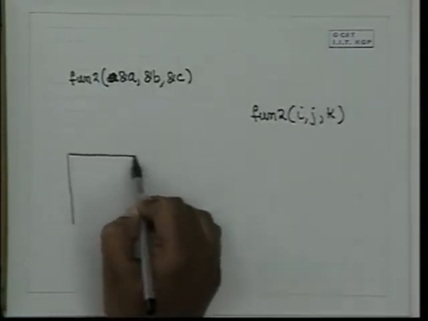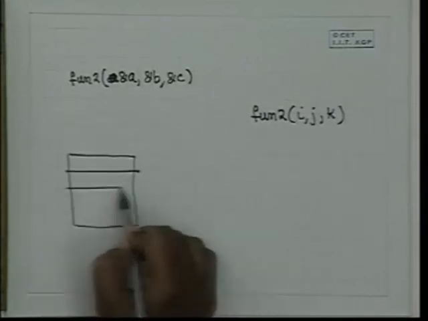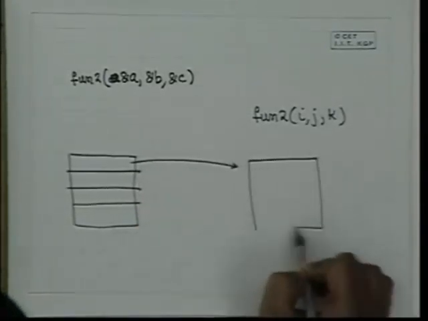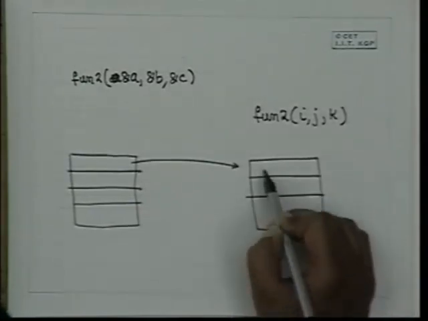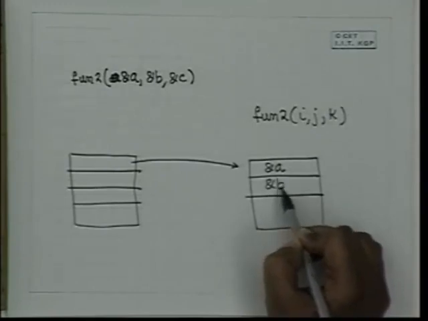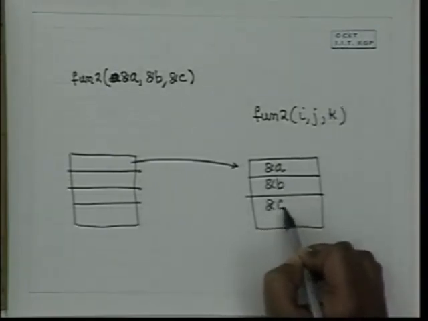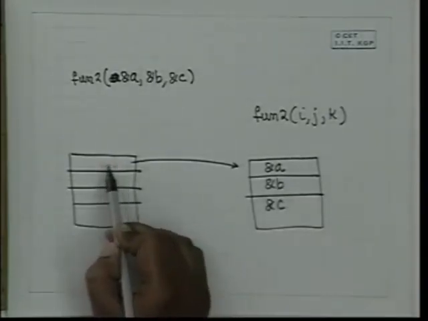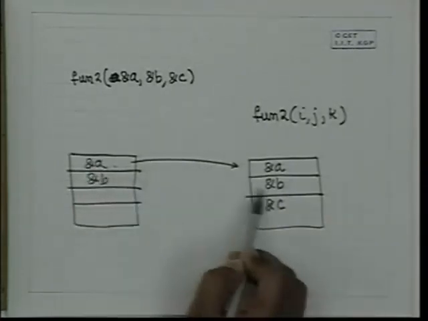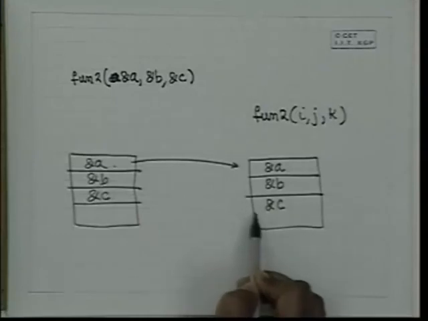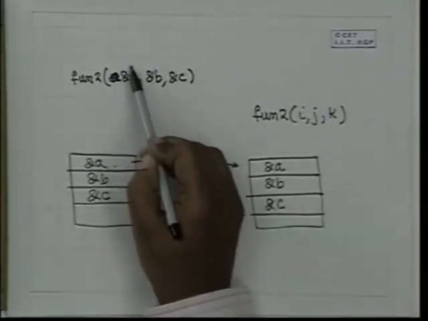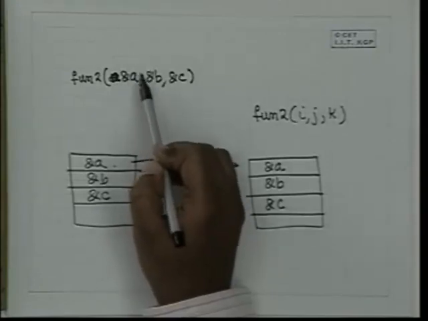So the three locations will be copied here into I. Here I will have the address of A in I, here I will have the address of B, and here I will have the address of C. So this address of A, which is here, will be copied in, address of B will be copied in here, and address of C will be copied in here. These are the parameters. What is the value of and A? And A means the address of A.